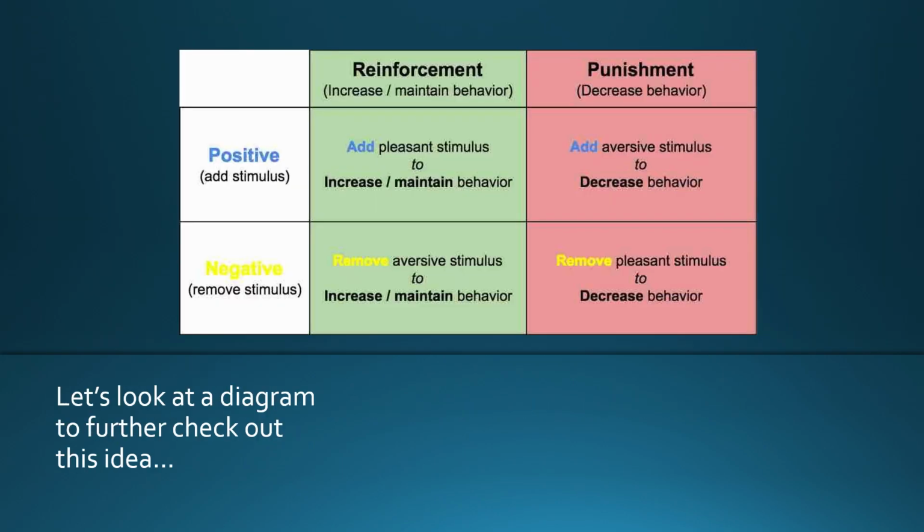So let's look at a diagram that kind of simplifies what we just discussed. You can see positive reinforcement is when you add a pleasant stimulus to increase a behavior. Positive punishment is when you add an aversive stimulus to decrease behavior. Negative reinforcement is when you remove an aversive stimulus to increase behavior. Negative punishment is when you remove a pleasant stimulus to decrease behavior.